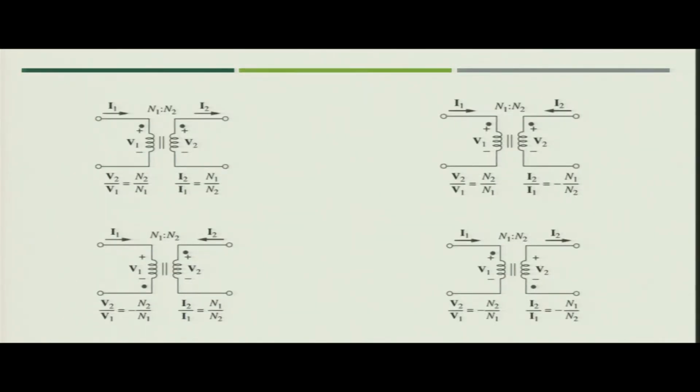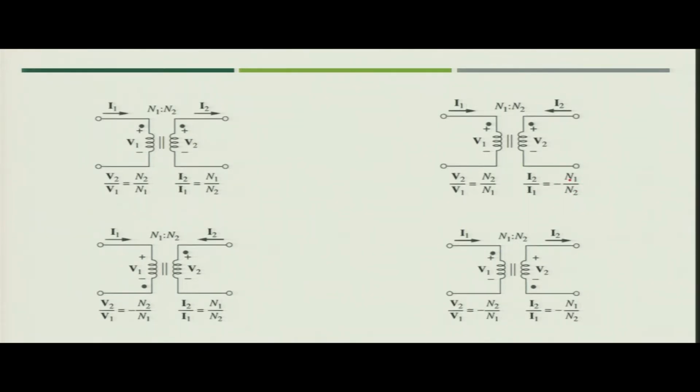We discussed in the last class that these are the 4 combinations. Where the voltage polarity is the same, V2 by V1 is equal to N2 by N1, that means plus N. Here I2 by I1 is also N1 by N2, because one current is going inside the dotted terminal and the other is coming out from the dotted terminal. In the second case, the voltage polarity is the same, that is why V2 by V1 is equal to N2 by N1. The direction of current is changed, that is why I2 by I1 now becomes minus N1 by N2.